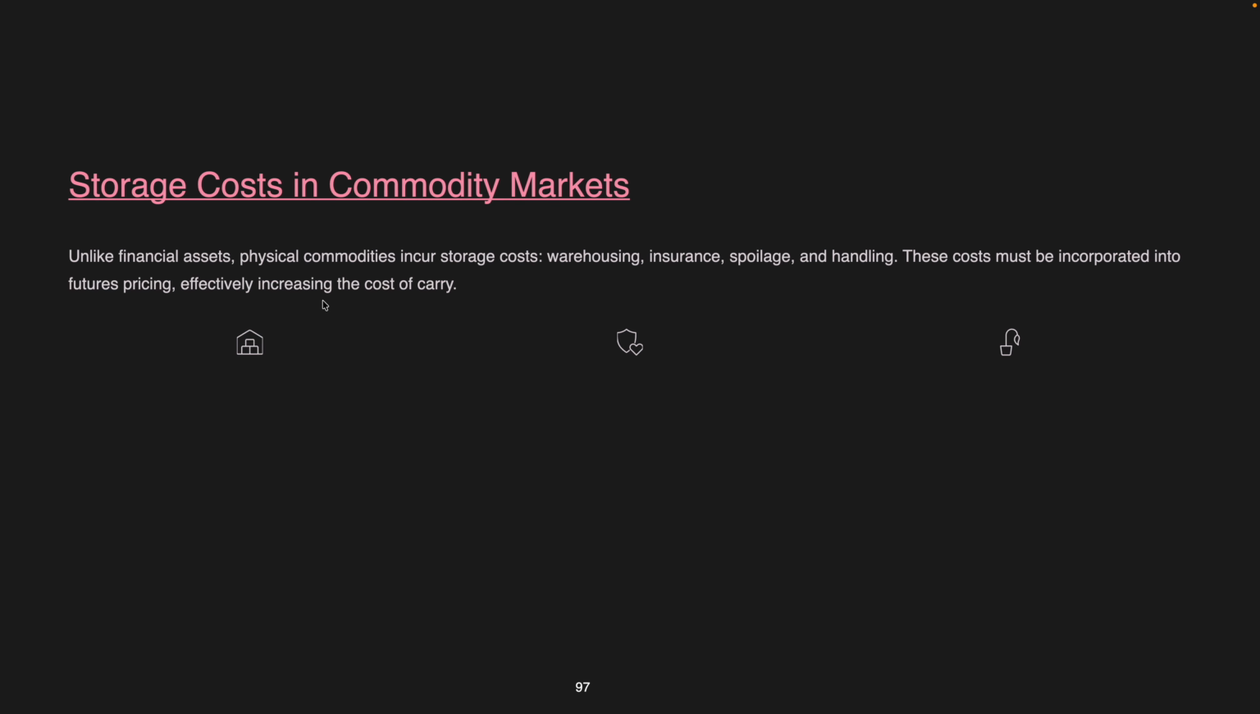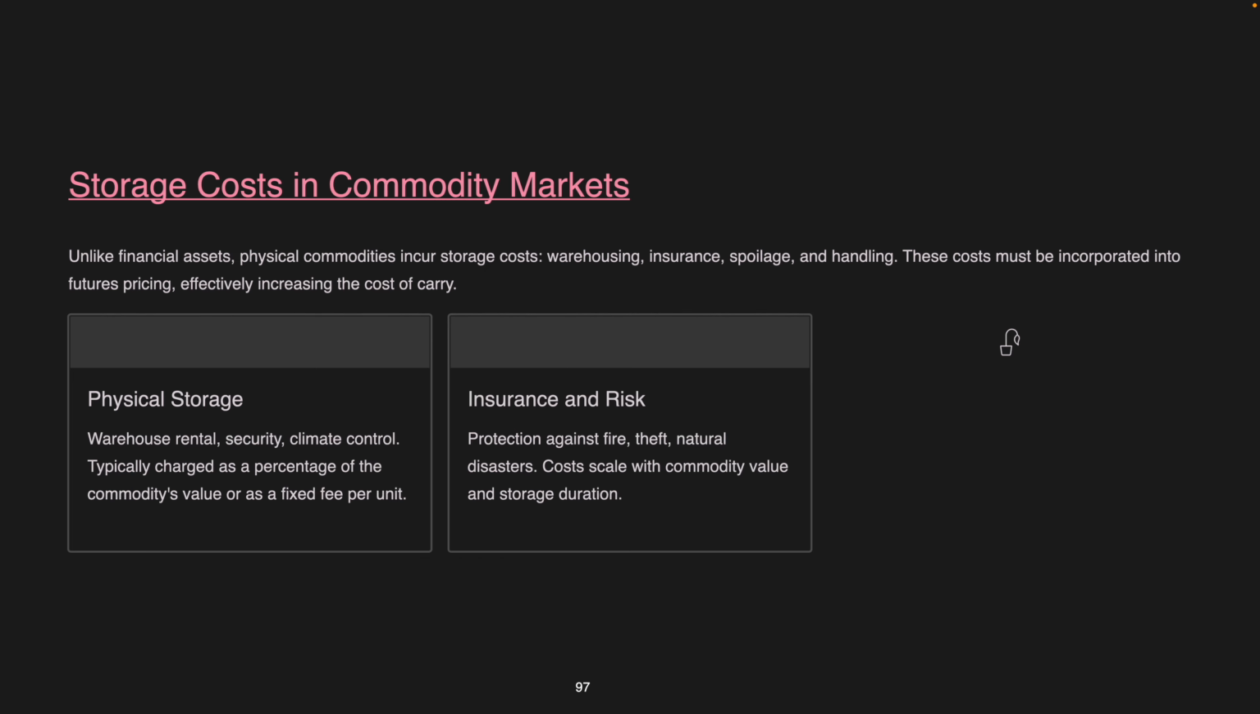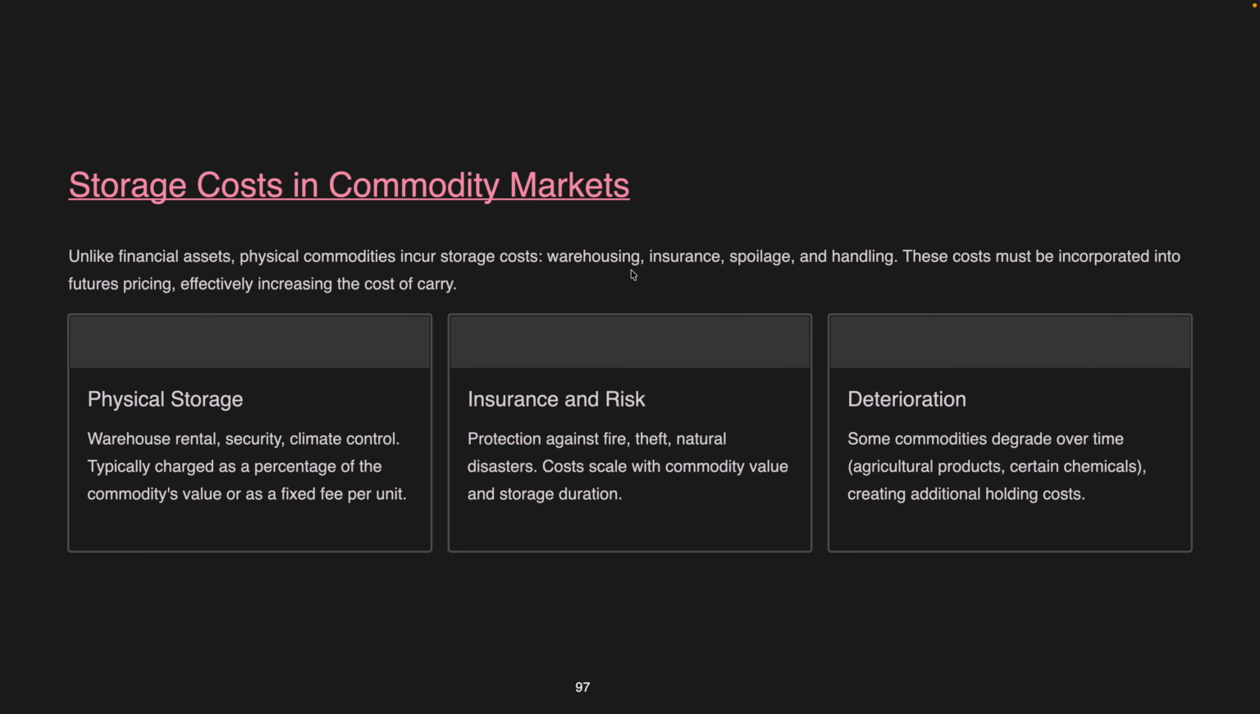Now coming to commodity futures. Unlike financial assets, physical commodities incur storage costs. What are the costs? The cost of warehousing, the cost of insurance, the cost of spoilage, and the cost of handling. These costs must be incorporated into the futures pricing. This will effectively increase the cost of carry, or the cost of holding the asset. Physical storage means warehouse rental, security, climate control. This is typically charged as a percentage of the commodity's value or as a fixed fee per unit. So it can be either way.